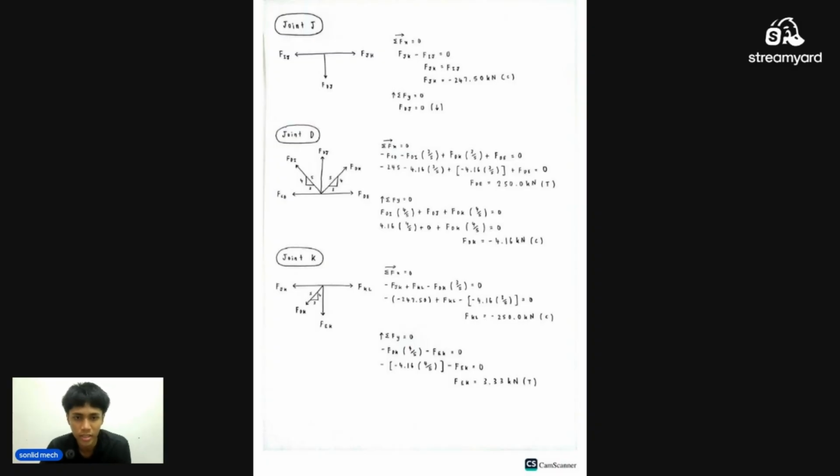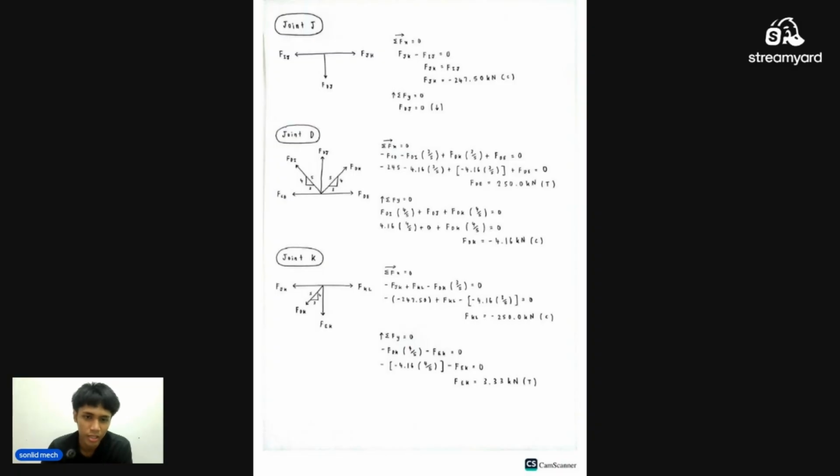Next is joint D. To find the value of FDE, we can use the total Fx equals to 0 with the values we got before, and we got FDE equals to 205 kilonewton in tension. And then after that, we can get the value of FDK using total Fy equals to 0, insert all the values in the equation, and we got negative 4.16 kilonewton in compression.